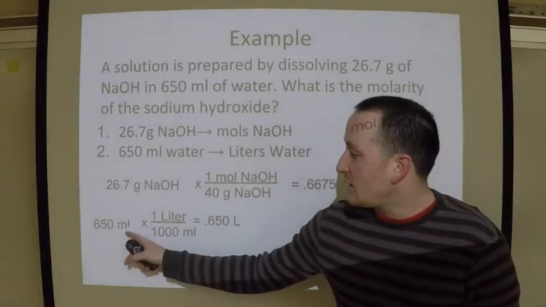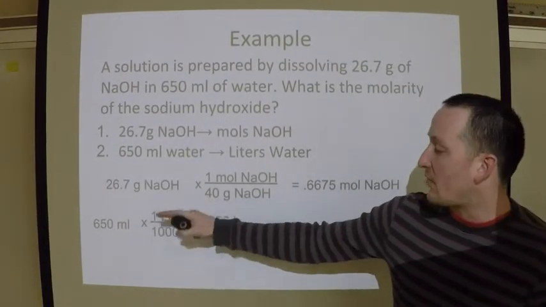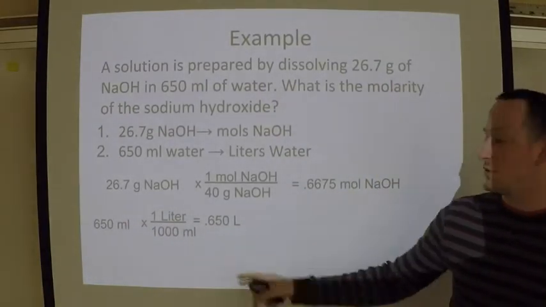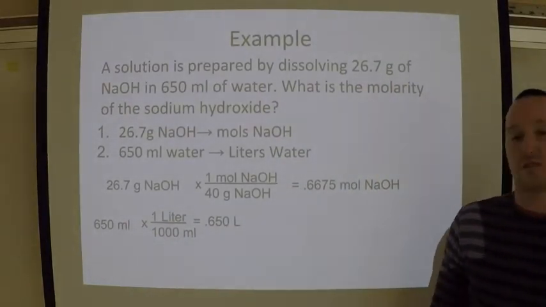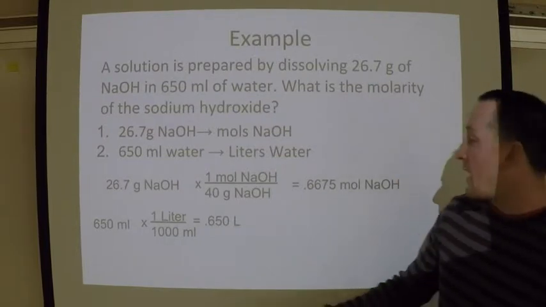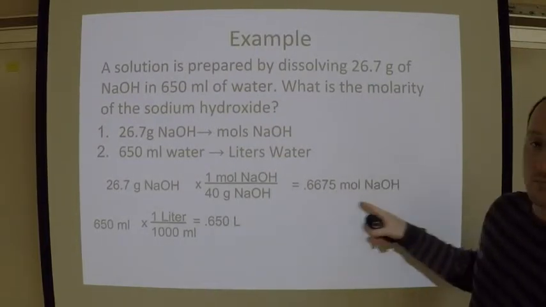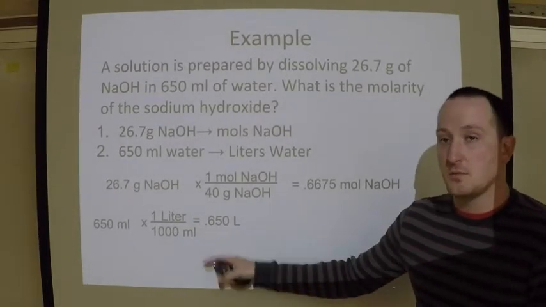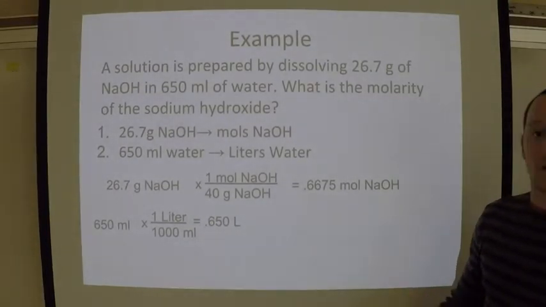Since this unit here was in milliliters, I knew that my 1,000 milliliters had to go on the bottom. So I would do 650 divided by 1,000, which means I have 0.650 liters. So now I have my moles of my solute. I have my liters of solution. Now I can actually use my molarity equation.